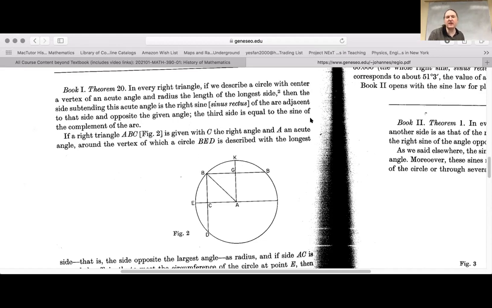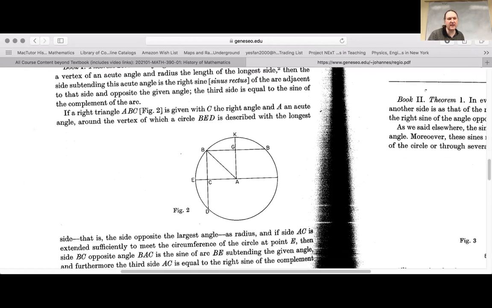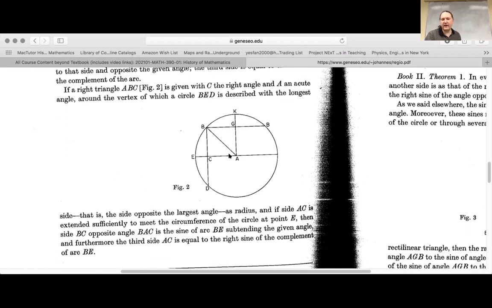The third side is equal to the sine of the complement of the arc. Let me remind you, you know the sine of the complement. You just call it by an abbreviation, which is cosine. So AC is the cosine of this angle. All right, fine. And then he says sort of the same thing again, referring to this particular picture. So if right triangle ABC is given, C is the right angle. Yep, A is an acute angle. Yep. And there's a circle.